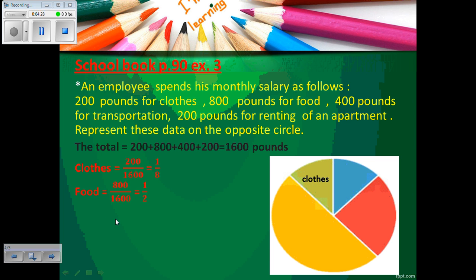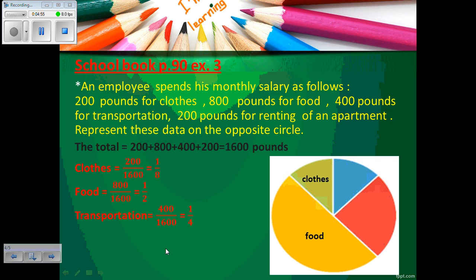Let's move to the food. 800 over the total, which is 1,600. Put it in the simplest form to be half. Then, in this circle, which part represents half? Yeah, the yellow part.